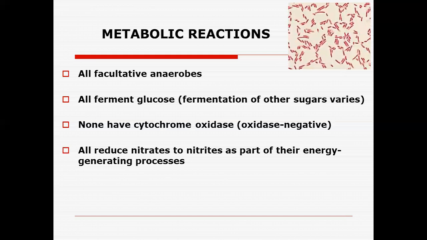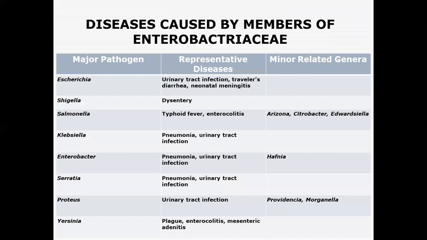None of them has the cytochrome oxidase enzyme, which is why we call them oxidase negative. They all have the ability to reduce nitrate into nitrite as part of the energy generation process. So the members of the Enterobacteriaceae are facultative anaerobic rods that ferment glucose, are oxidase negative, and reduce nitrate to nitrite. Now, in this table, we will comprehend the diseases caused by the members of the Enterobacteriaceae.